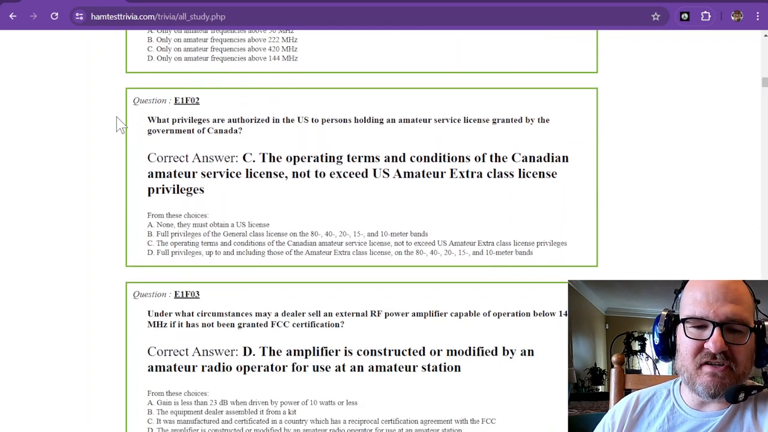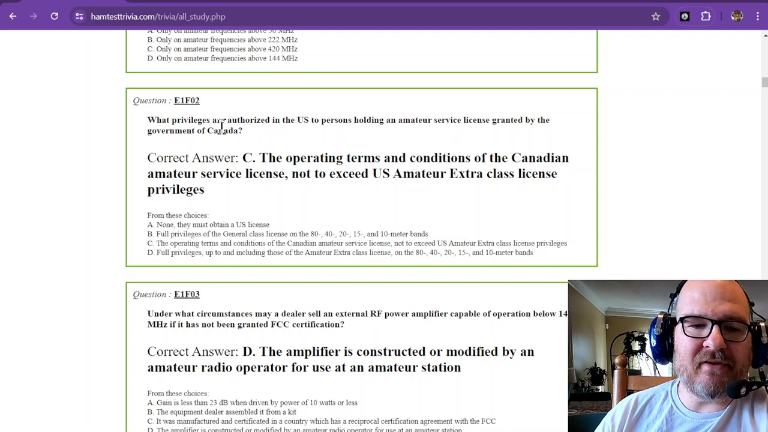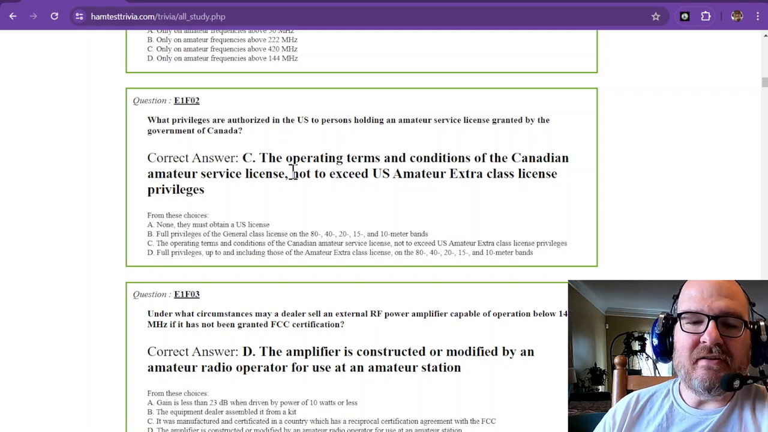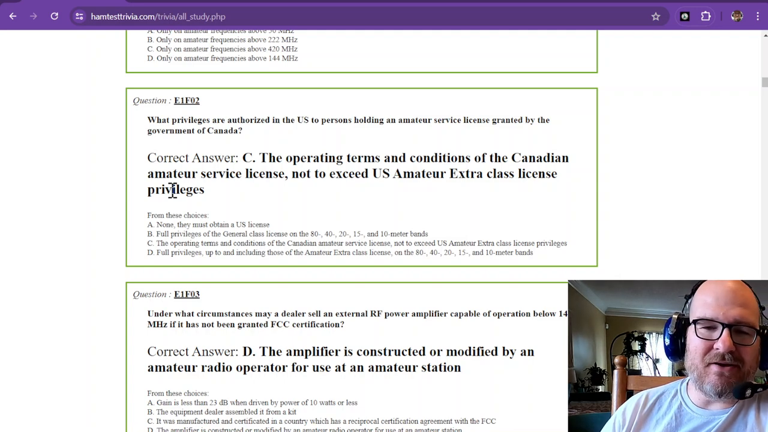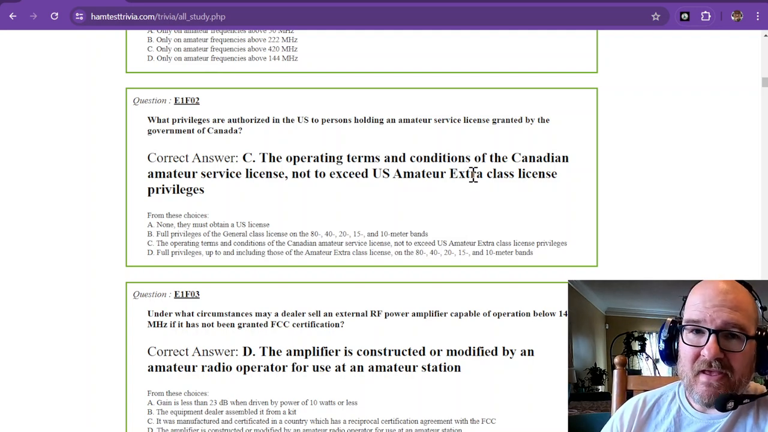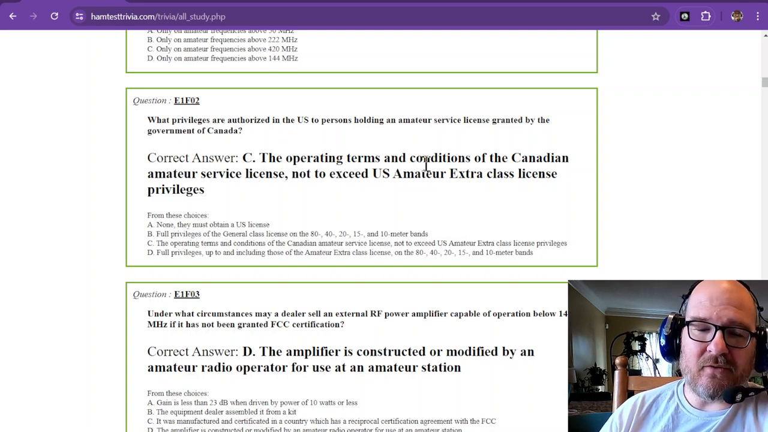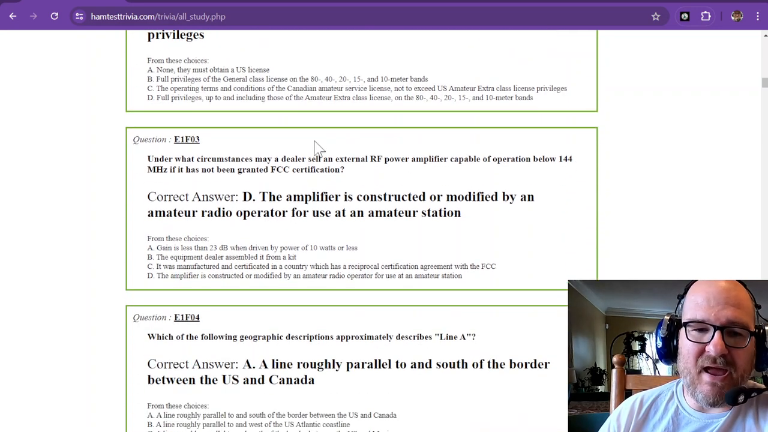Question number two, what privileges are authorized in the U.S. to persons holding an amateur service license granted by the government of Canada? The operating terms and conditions of the Canadian amateur service license, not to exceed U.S. amateur extra class license privileges. So the Canadians are allowed to operate in some areas that here in the United States we are not allowed to. And so they cannot go outside of what is permitted for amateur extra class licenses. So 3.600, anything below that, they cannot use voice. So 3.603 is as low as they can go. And that's just one example. They'd have to be familiar with the entire band plan.